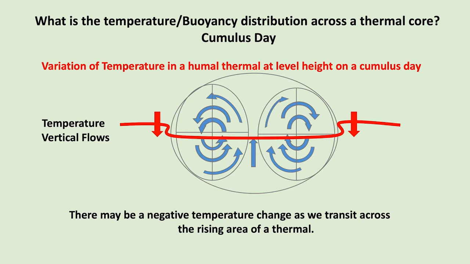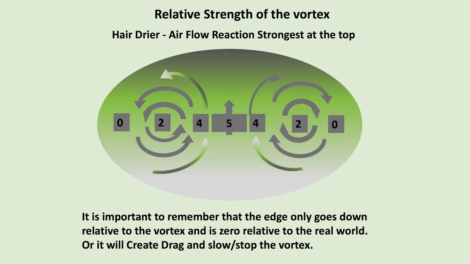Relative strength of the vortex, then. Airflow reaction is going to be at the top, and everything else is as a result of that initial movement. It's important to remember that the edge only goes down relative to the vortex and is zero relative to the real world, or it will create drag and stop the vortex. So we have a laminar flow here.